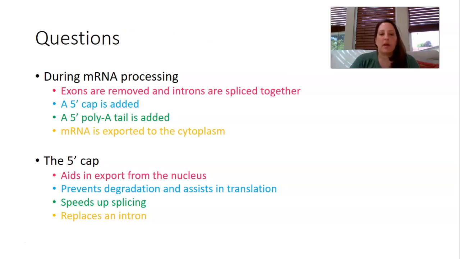During mRNA processing, what happens? Pink: exons are removed and introns are spliced together. A 5' cap is added. A 5' poly A tail is added. Or yellow: mRNA is exported to the cytoplasm. So which one of those is correct?